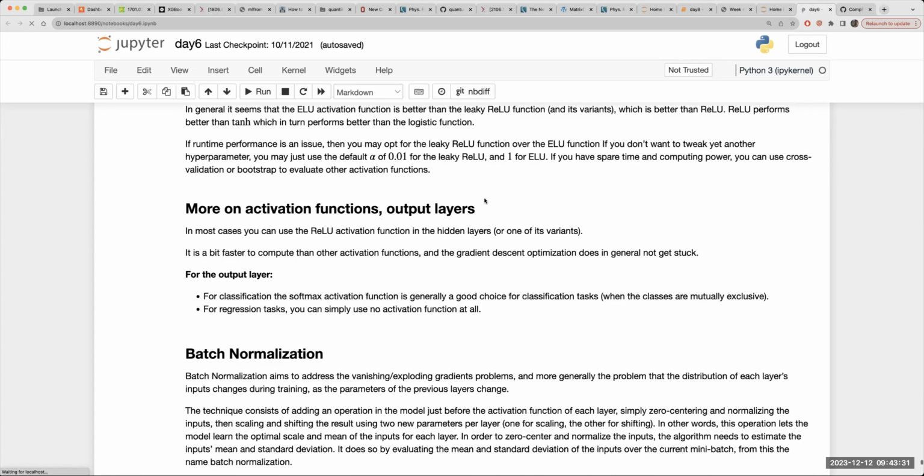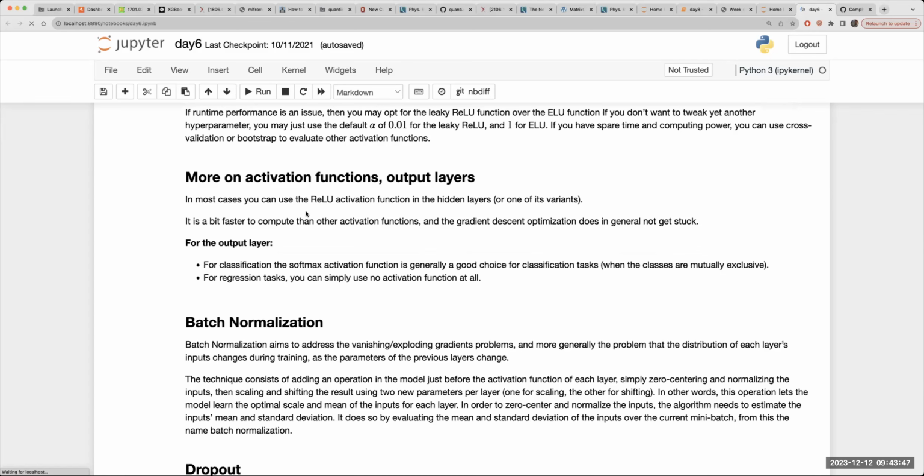So when you run neural network experimentation or any of these deep learning experimentations, you would typically end up making many runs, testing different types of activation functions. In most cases, people end up using the ReLU activation function in the hidden layers. It is a bit faster to compute than other activation functions, and the gradient descent optimization does in general not get stuck with either exploding gradients or vanishing gradients.